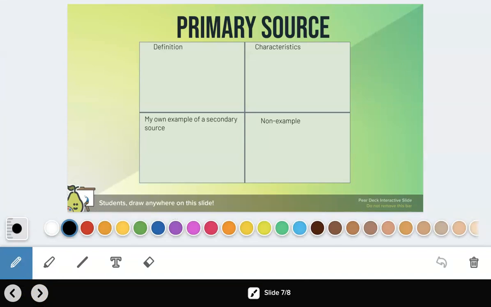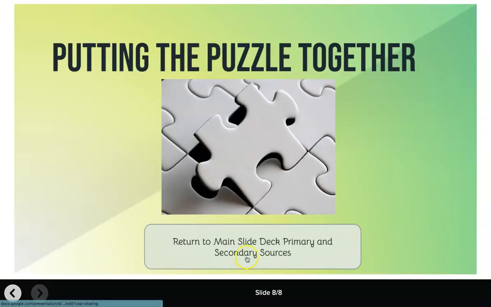Now, once again, utilizing the Pear Deck slide, I've now used the Frayer model. So I'd want a definition of a primary source. I'd want the basic characteristics of the primary source. I'd want the students to provide their own example of a primary source and then give a non-example of the primary source. So this would be the student that's focusing on the primary source. And once they're done, they would return back to the main slide deck.